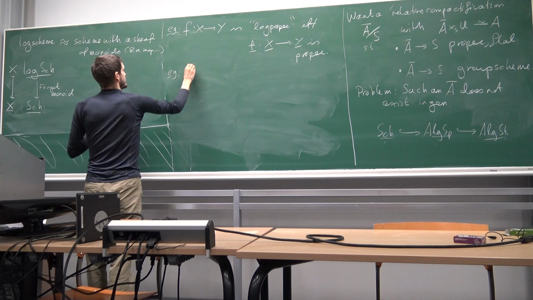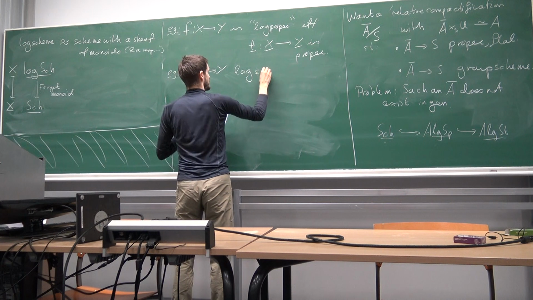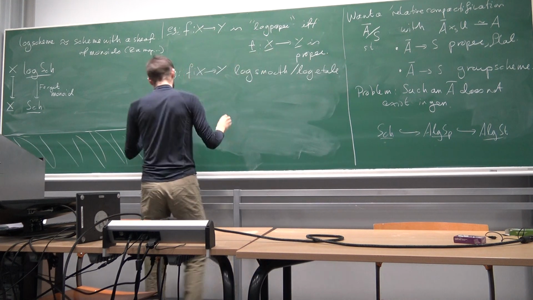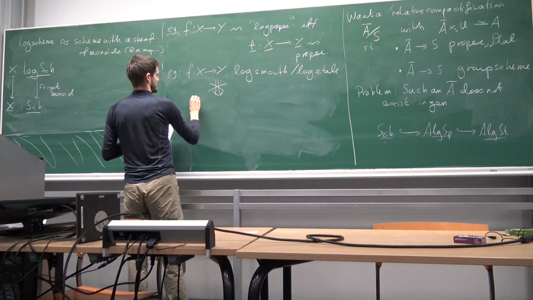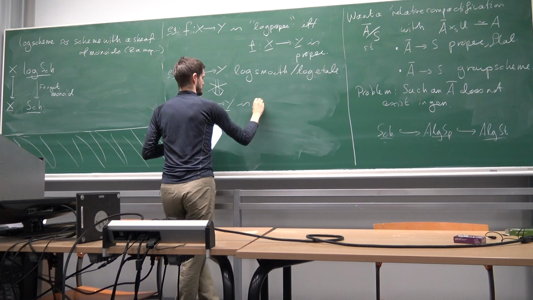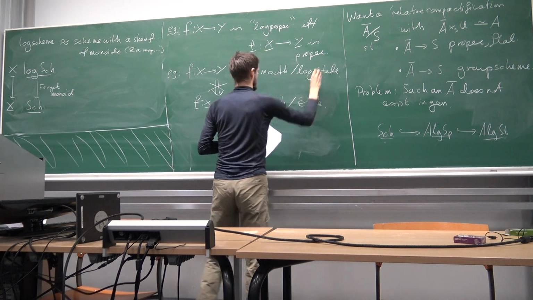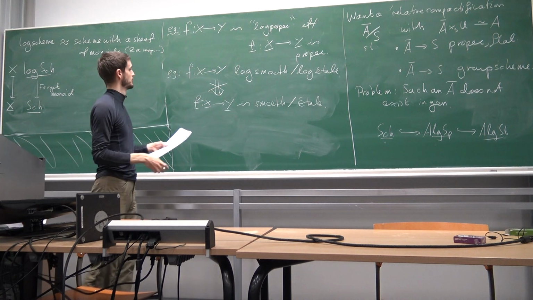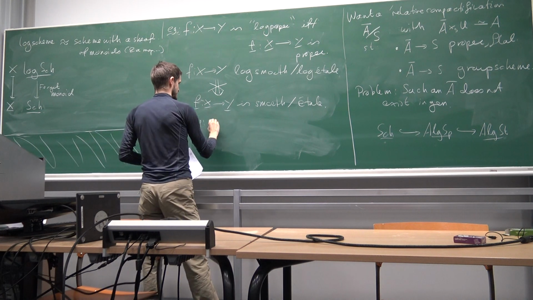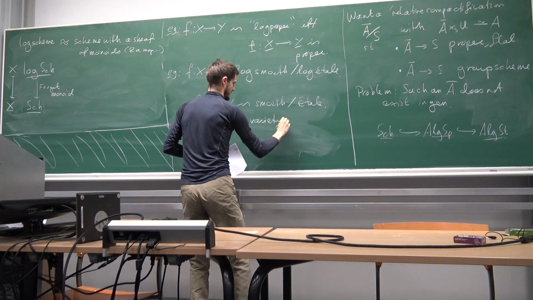But, for example, you could have f from X to Y being log smooth or log étale. This definitely does not imply that it's smooth or étale, respectively, at all. So, for example, any toric variety is log smooth.